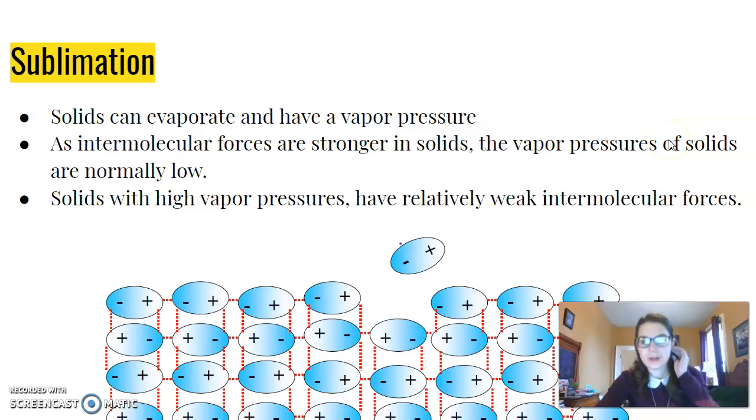Sublimation is another phase change that occurs. It's where solids immediately evaporate without going through the liquid phase. One really common example is solid CO2, dry ice. It goes immediately from a solid to a gas. So that's sublimation. As intermolecular forces are stronger in solids, the vapor pressure of solids is usually pretty low, because you don't usually have a lot of the solid going straight into a vapor phase, which is what vapor pressure is. Solids with a high vapor pressure have weak intermolecular forces.